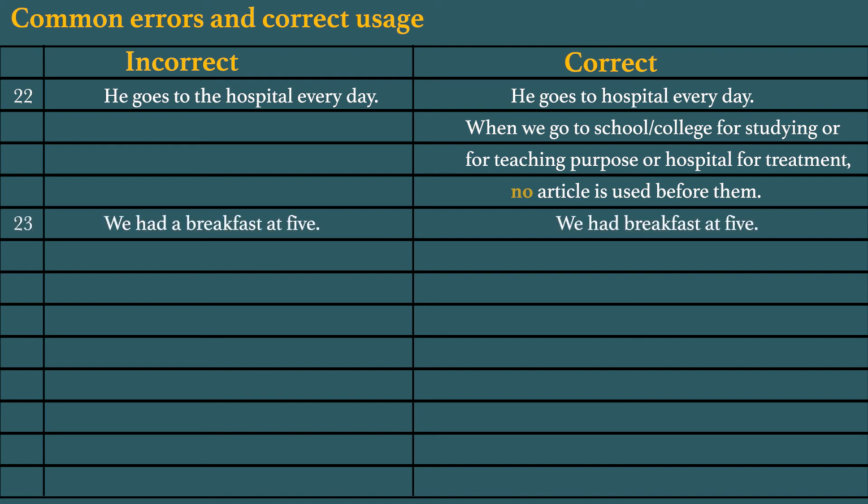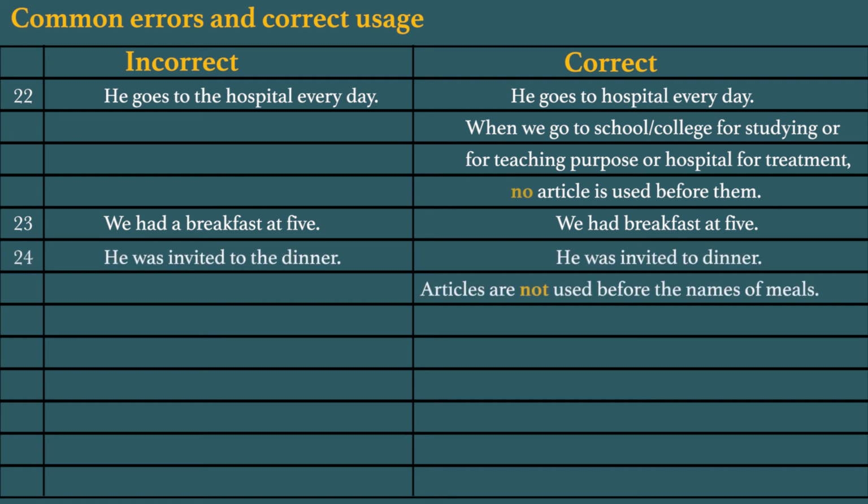23rd, we had a breakfast at 5. Correct one is we had breakfast at 5. He was invited to the dinner is wrong. Correct one is he was invited to dinner. Articles are not used before the names of meals. He tells lie. He speaks truth. They are wrong. Correct one is he tells a lie.